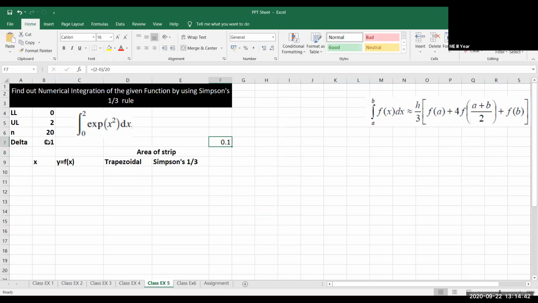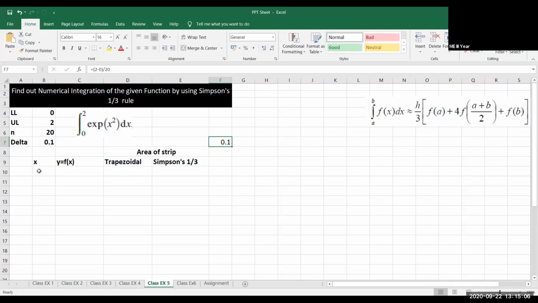Already I have written the delta value, but for your understanding I have written here how to find out the delta value. If the upper limit, lower limit and the n value are given, the delta value can be found from the formula. Yes. So b minus a divided by the total number of intervals.